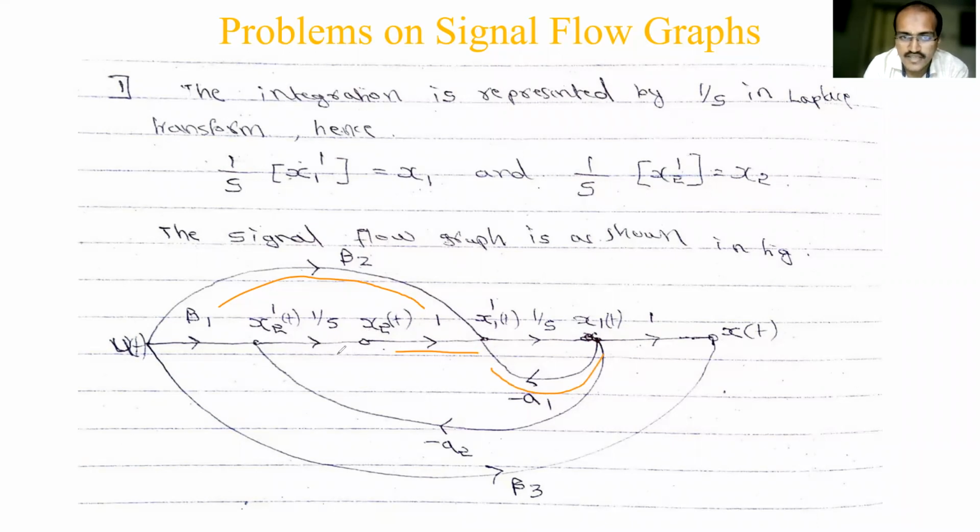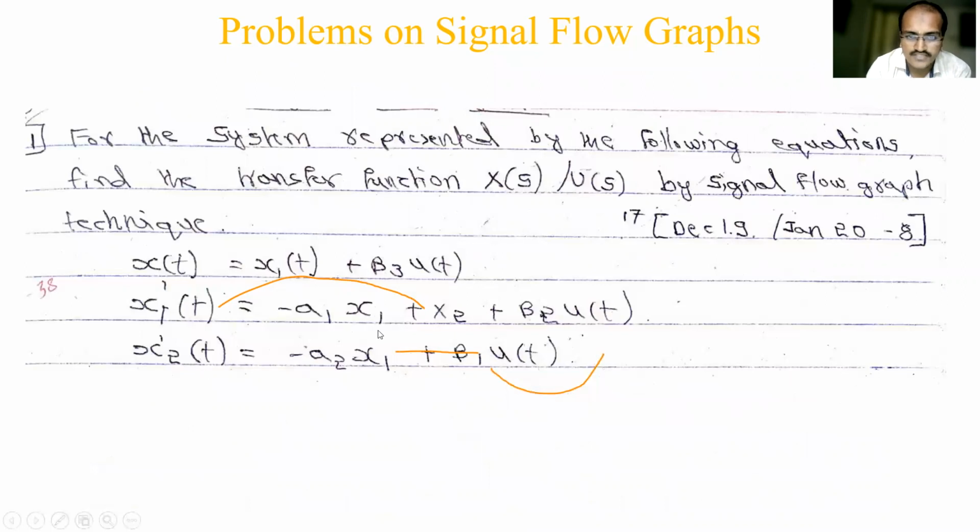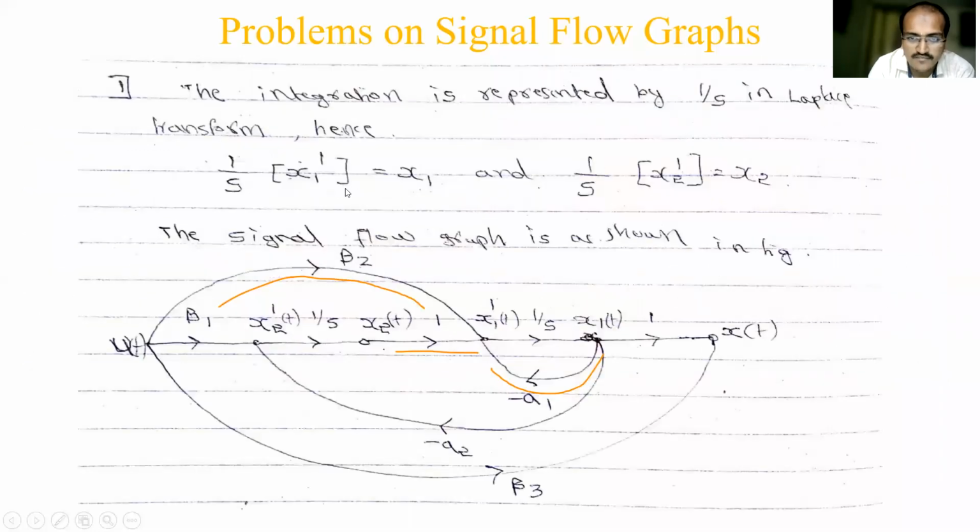So then we'll consider the x2 path. So what are you having? Next you have x2 and then x2 dash. So x2 dash, you have a2 x1, and then b1 u of t. So here, when I construct this with only three signals, this path will be coming empty.